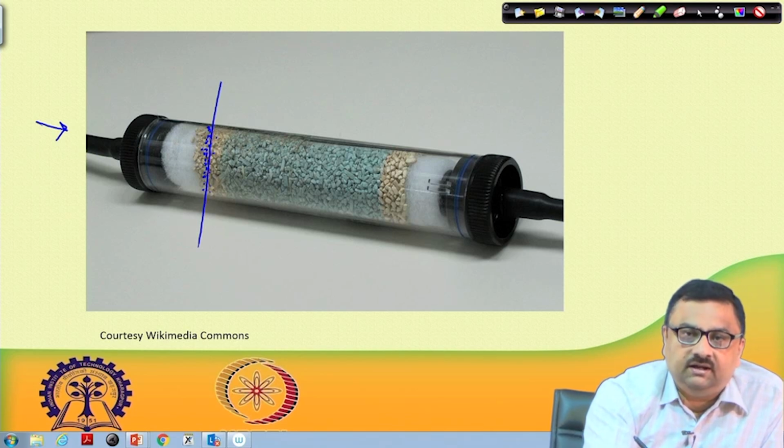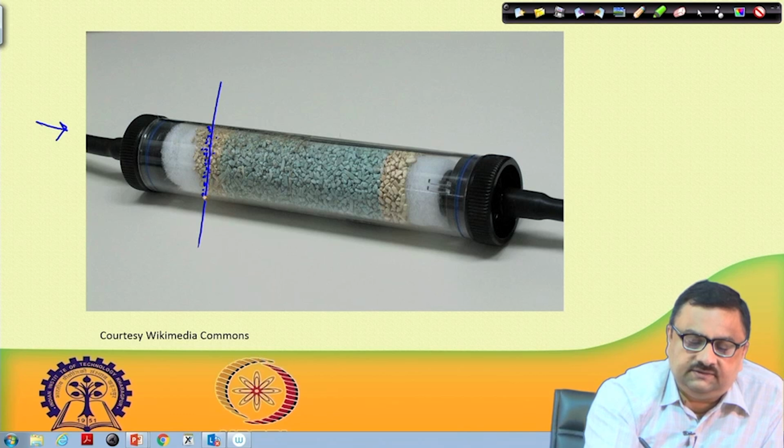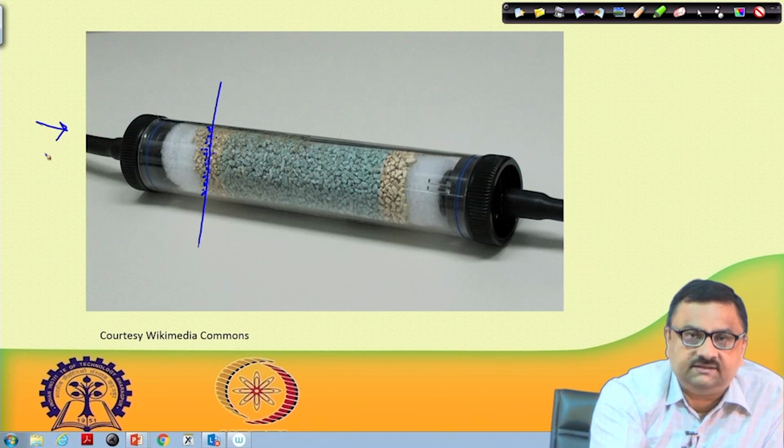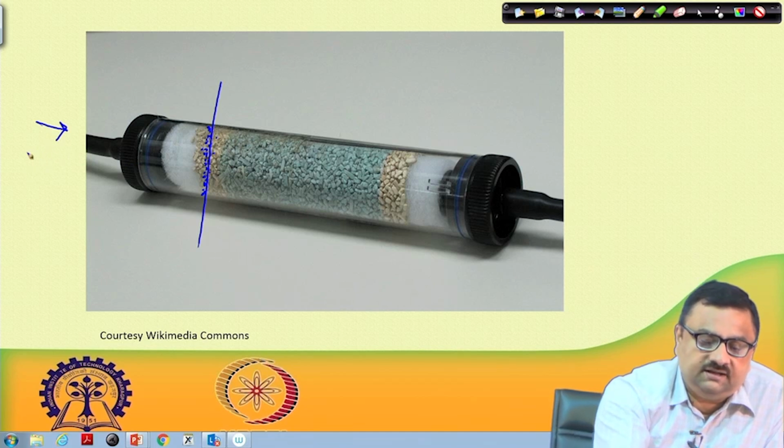So, this way we can see that sigma s is changing with q. Let us say in the first hour I injected 10 ml. Then this is in the first hour. Second hour I injected 10 ml plus 10 ml.